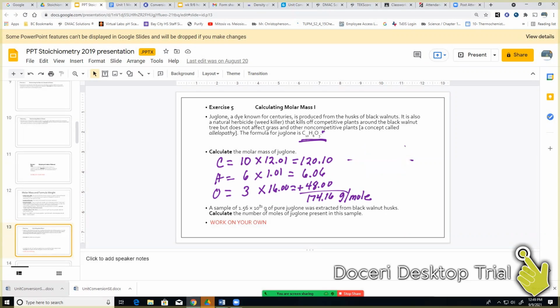Just gonna get this out of the way here, and I can do it right there on the side. So I have 1.56 times 10 to the -2 grams. And I want to convert it to moles. Notice it doesn't say how many atoms, so no Avogadro's number. So if I'm grams here, I have to be grams down here. And then we figure that up. So that would be 174.16 grams per 1 mole.